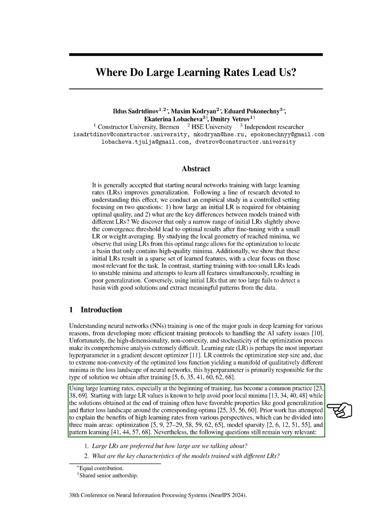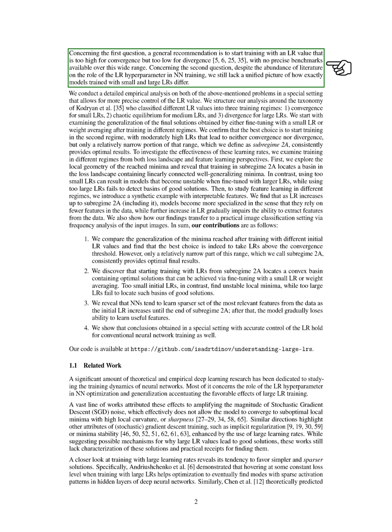loss landscape. Previous research has explored the advantages of high learning rates from various angles, focusing on optimization, model sparsity, and pattern learning. However, we still have important questions. How large should the LRs be, and what are the characteristics of models trained with different LRs? For the first question, a general guideline suggests starting with an LR that is too high for convergence but too low for divergence, though specific benchmarks are lacking.